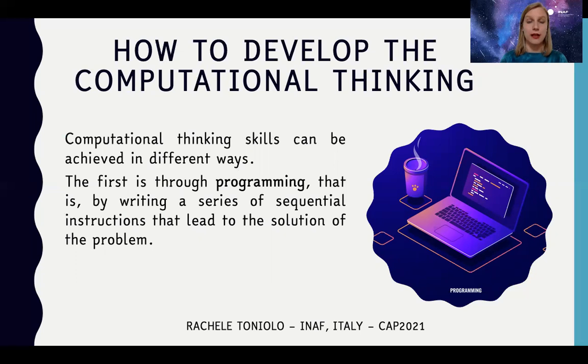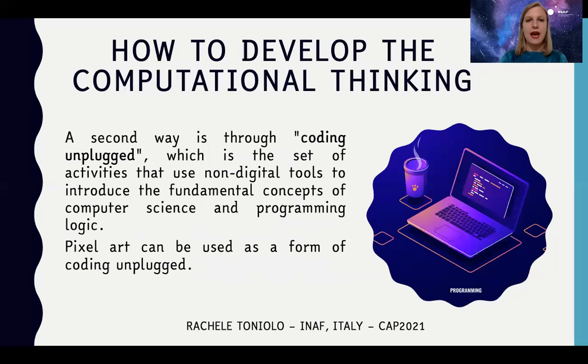A second way to obtain this important skill is through Coding Unplugged, which is the set of activities that use non-digital tools to introduce the fundamental concepts of computer science and programming logic. The advantage of this method is that it doesn't require the use of digital and high-cost instruments that may not always be available, especially in schools. In particular, pixel art can be used as a form of coding unplugged.